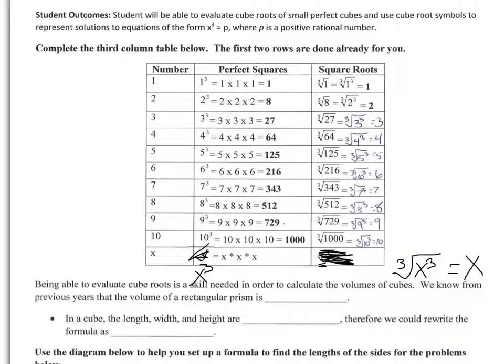Being able to evaluate cube roots is a skill needed in order to calculate the volume of cubes. Yesterday we did area for squares and square roots. Today we're doing volume for cubes and cube roots. We know from previous years that the volume of a rectangular prism is volume equals length times width times height. In a cube, the length, width, and height are all equal. Think of a dice. Length, width, and height are all the same.